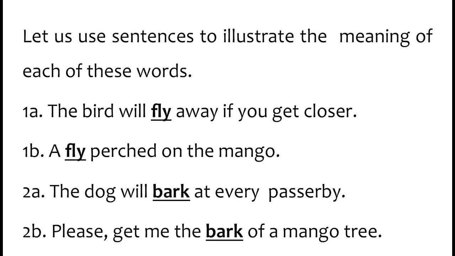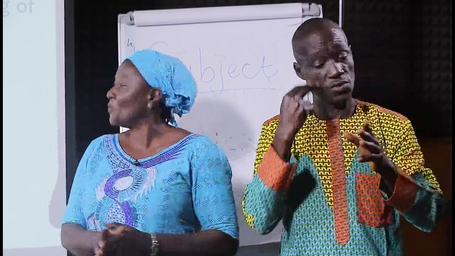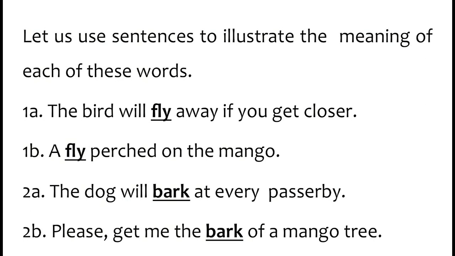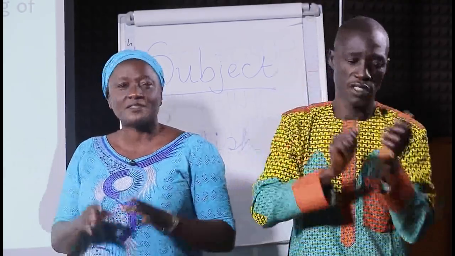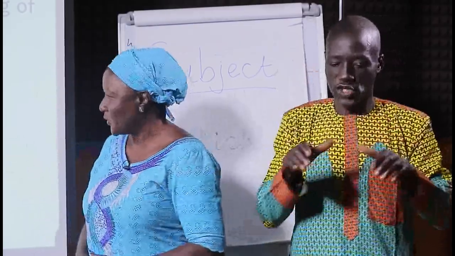A fly perched on the mango. The word fly here is a noun. It is an insect, the usual flies we see in our homes. 2a. The dog will bark at every passerby. Some of us that have dogs in the house, when someone is passing, the dog begins to bark, woo, woo, woo. So that's an action being demonstrated by a dog.